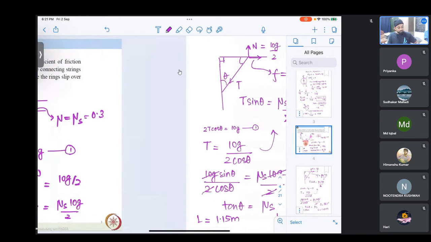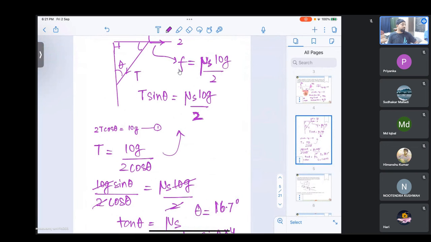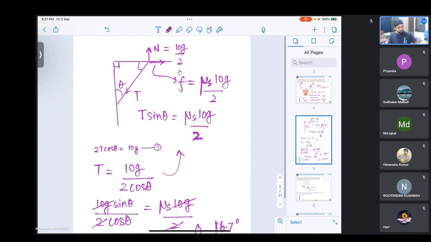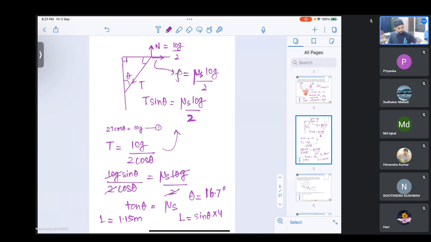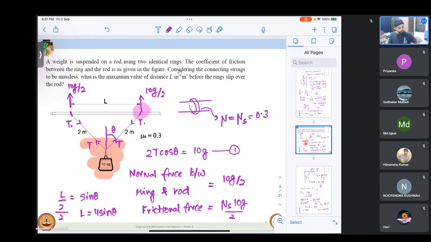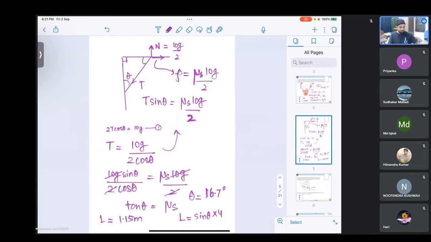So I hope this question is clear. If you have any follow up questions on this, please feel free to ask. So I take it that it is clear. These are basic applications of Coulomb's law, and of when to consider that it is at the verge of motion. That is what we are trying to see here. Now we'll move on to the next problem.